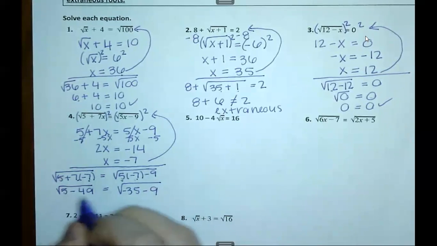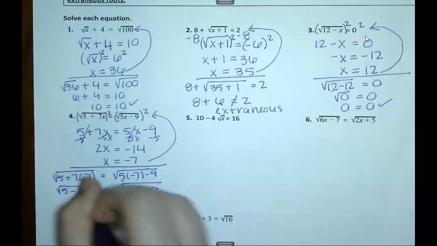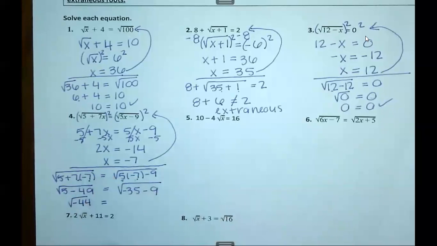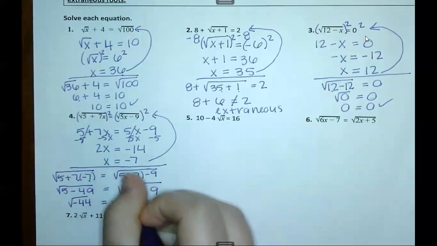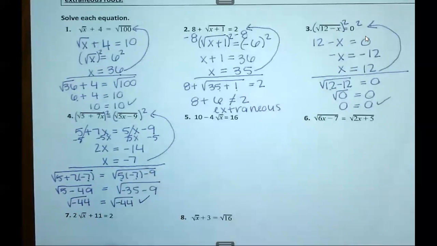So now I have 5 minus 49, which is going to give me the square root of -44. And over here I have -35 minus 9, which is also going to give me -44. So this one works.